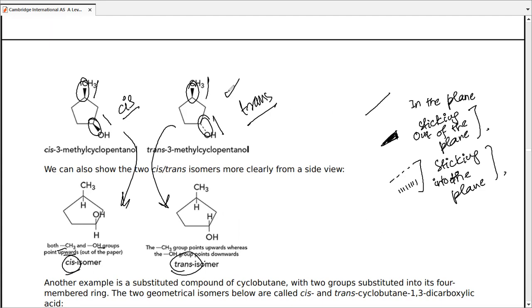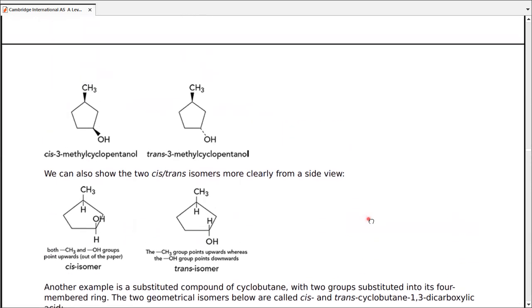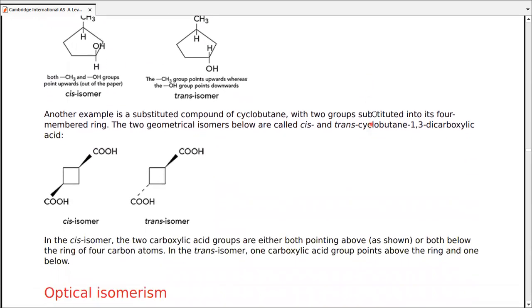Now, these are exact same structures. Yes. They may write this one, they may write this one. And they usually are a part of paper 1 and 2. Cambridge has been using them a lot lately.